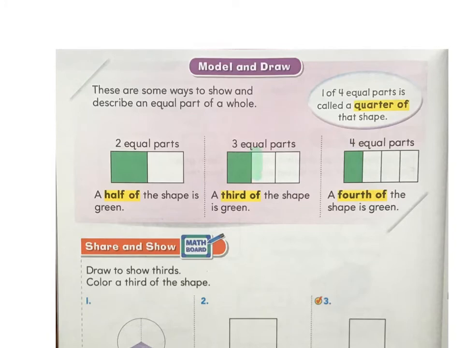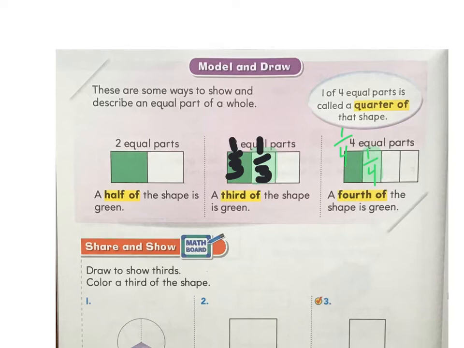What if I colored in another square in this rectangle? Then we would say 2/3 of the shape is green. This would be 1/3, and this would be 1/3. We have 2/3. What if I colored in another one of these in this rectangle? Then I'd have a piece that's 1/4 and another piece that's 1/4. I'd have 2/4, 2 of the 4 that the shape has been divided in.